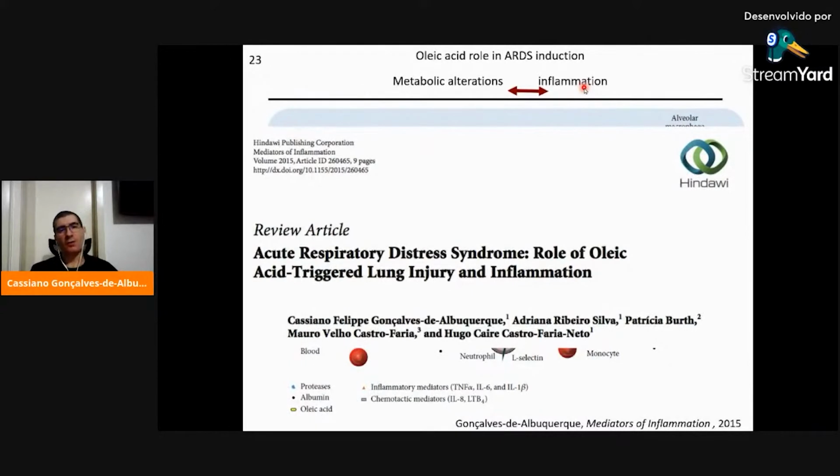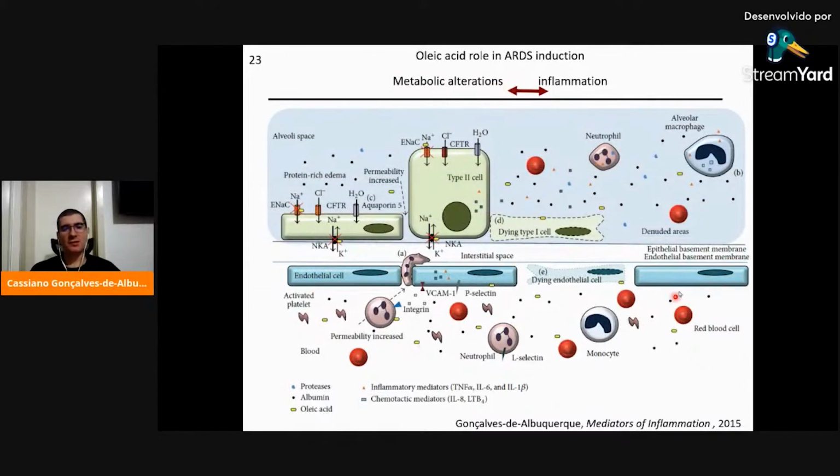Additionally, we discussed the oleic acid role in ARDS induction. With ARDS, there are two alterations: metabolic alteration, especially with fatty acids, and inflammation. Oleic acid, in this model, inhibits sodium-potassium ATPase, causing lung edema, increased permeability, and cell death, and fosters leukocyte recruitment and activation with increased production of inflammatory mediators.